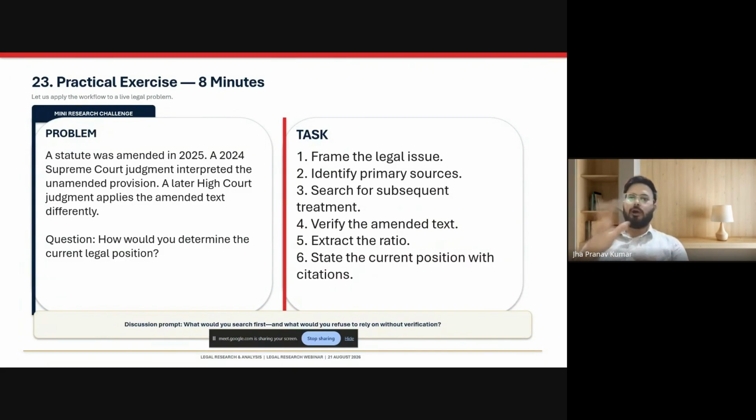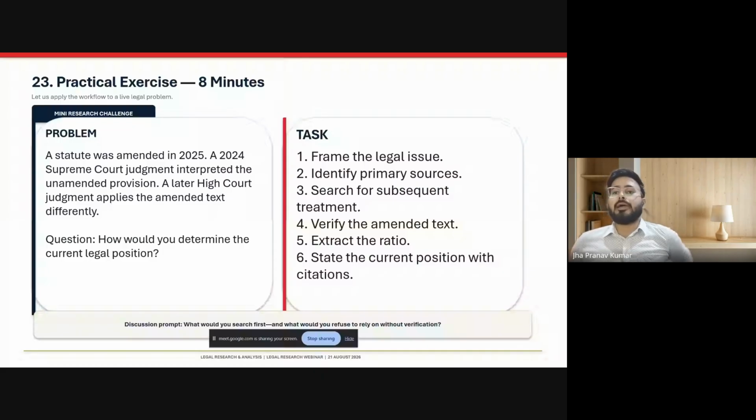So you understood the problem. Problem is एक स्टैट्यूट है जो 2025 में अमेंड हुआ था. 2024 में सुप्रीम कोर्ट ने इंटरप्रेट किया था और उसको एक अनअमेंडेड प्रोविजन बताया था. ठीक है, लेट्स टेक एन इंस्टेंस ऑफ मैरिटल रेप. मैरिटल रेप पे अभी कोई लॉ फिलहाल नहीं आया है, but then statute was amended. Let's assume that statute was amended in 24. Supreme Court judgment interpreted that unamended provisions, and a later High Court judgment applies on the amended text differently.